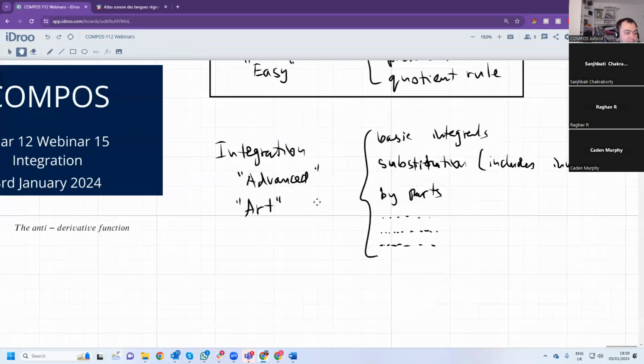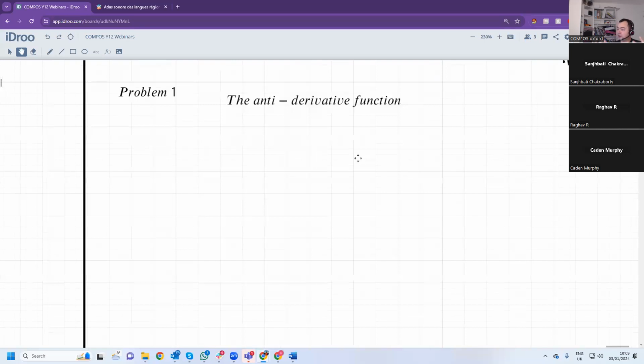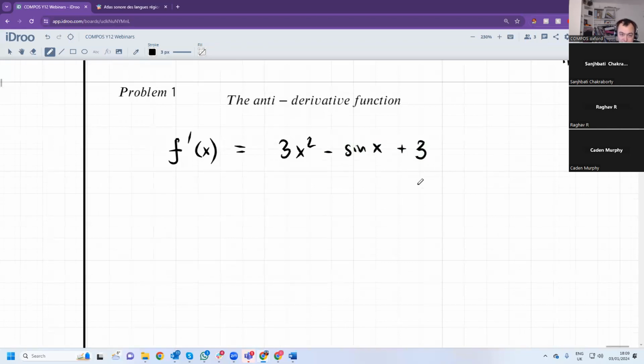Okay. Now, the antiderivative function. Basically, you are given the derivative of a function and you need to work out the function itself. So, for example, if you are told that the derivative of a function is 3x squared minus sine x plus 3, you need to work out what is f of x. So this is what integration does. The integral is the reverse derivative.